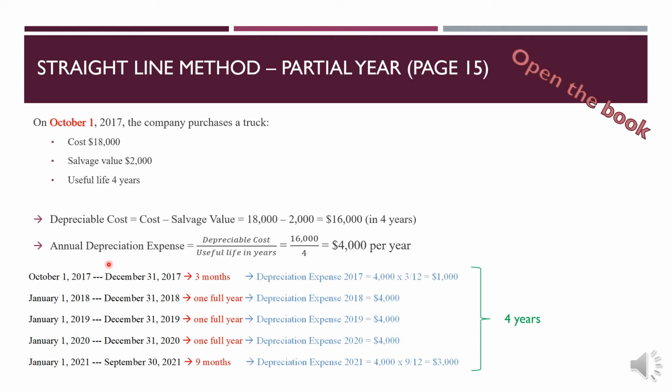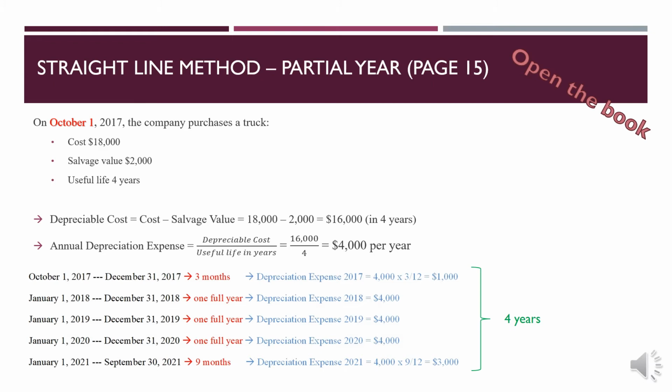From December 31, 2017 till 2018, we have a full year, so it's $4,000. 2019, $4,000. 2020, $4,000. But in 2021, we did not use it a whole year, but we used it till October 1, 2021. So we actually used it January, February, March, April, May, June, July, August, and September. So from the year of 2021, we only used the truck for 9 months.